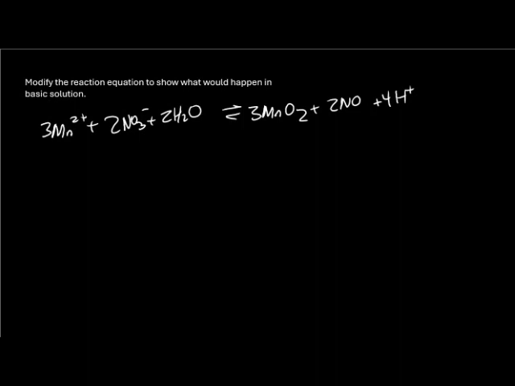You may also be asked to modify the reaction equation to show what would happen in basic solution. What we need to do in basic solution is exchange the H+ for OH-. We'll first identify where the H+ is located in the equation, and what we'll do is add an equal number of OH- to that. We'll do that on both sides. Since we have 4 H+ in the equation, we'll add 4 OH- to both sides.